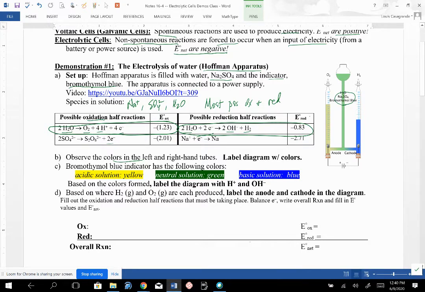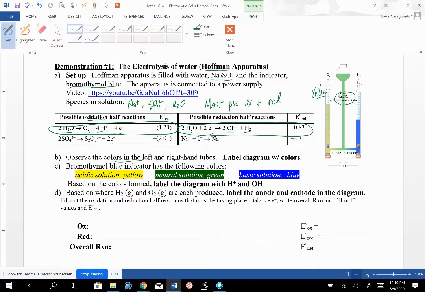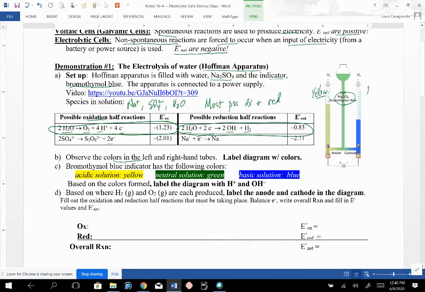on the left, and I'm not going to use yellow because it doesn't show up very well. So let me put yellow on the left, and let's put blue on the right. Now, label the diagram with the color, and we see that yellow means we have an acidic solution, blue means we have a basic solution.